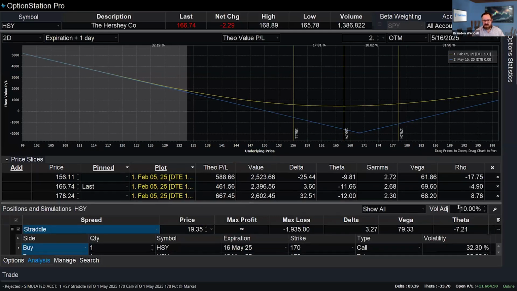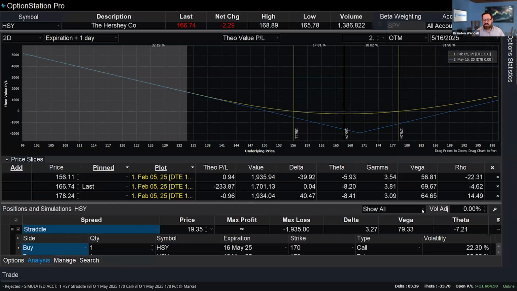Did that go? There it goes. You can see that based on that move, remember when I went to 0 for the volatility, this is not having any price movement at all. This is pretty much break even, isn't it? There we go. Get it almost exact.